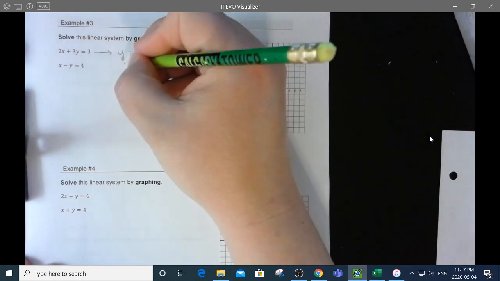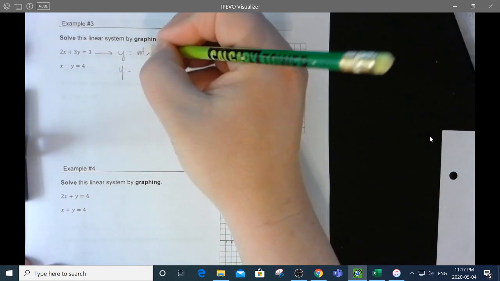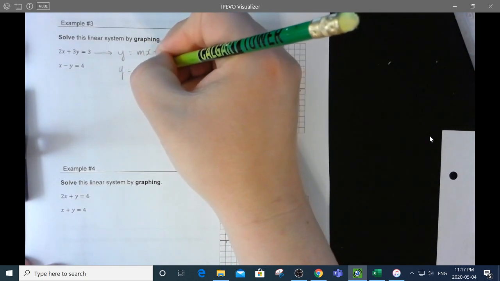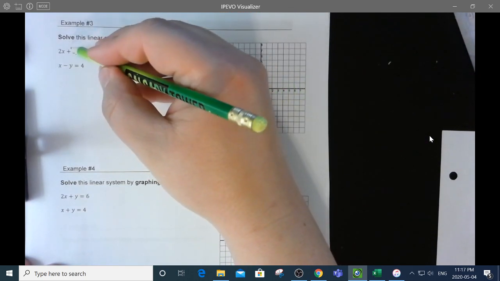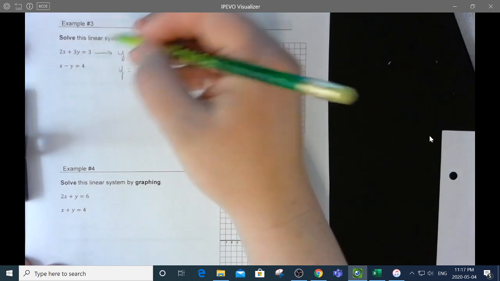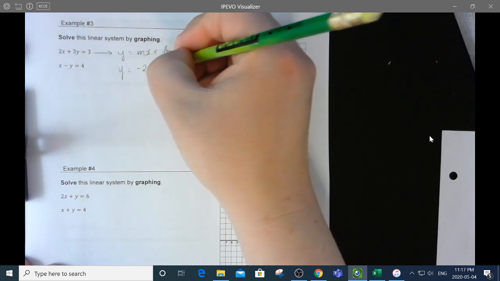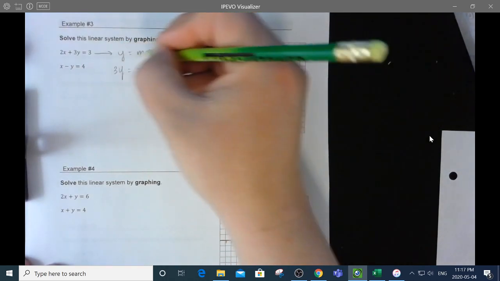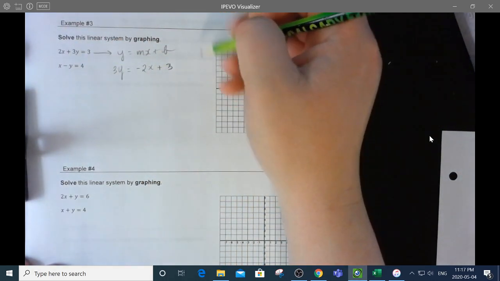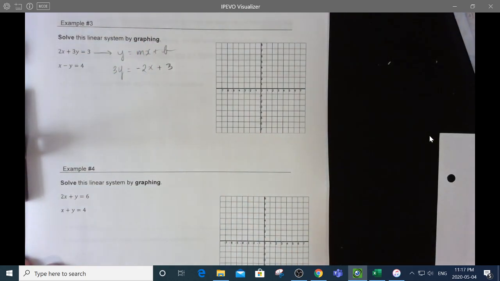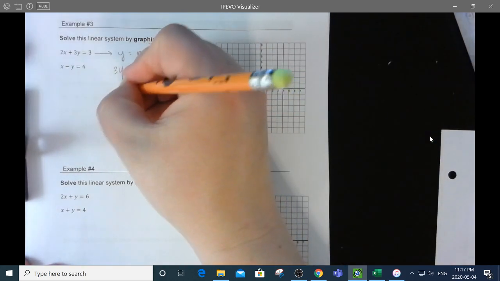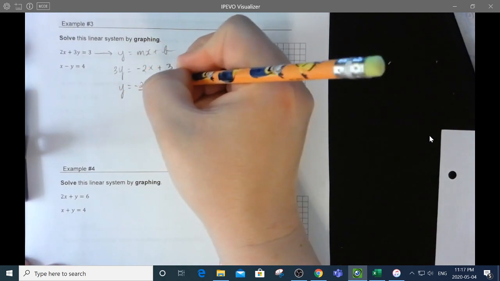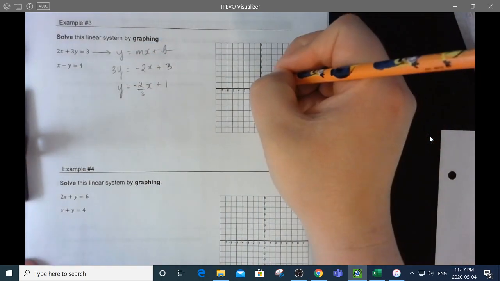And for that, I'm going to say, okay, so that means y is equal to, if I move the 2x to the other side, it becomes negative 2x. And then there's a 3 on the other side, right? So plus 3. But then I have to divide both sides of the equation. Maybe I'll do it in two steps. So I move the 2x to the other side by subtracting. And so there we go. y is equal to negative 2/3 x plus 1.